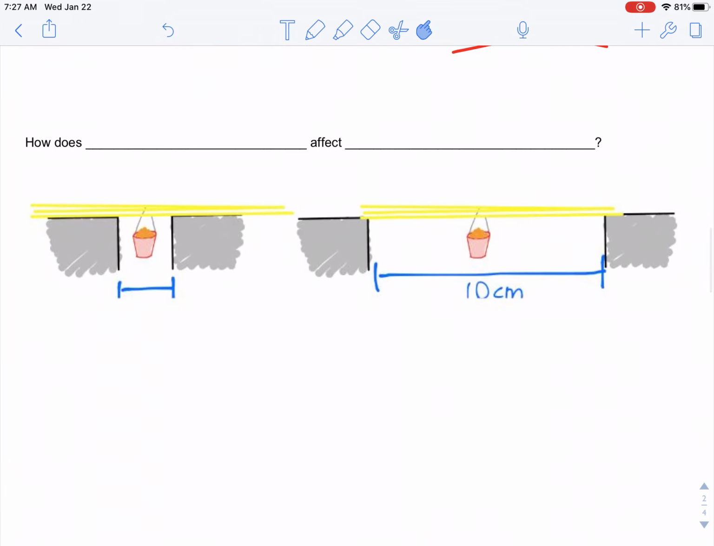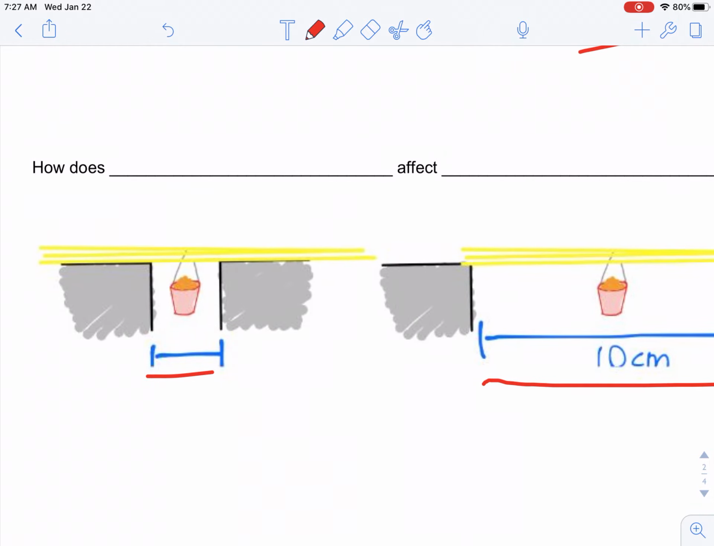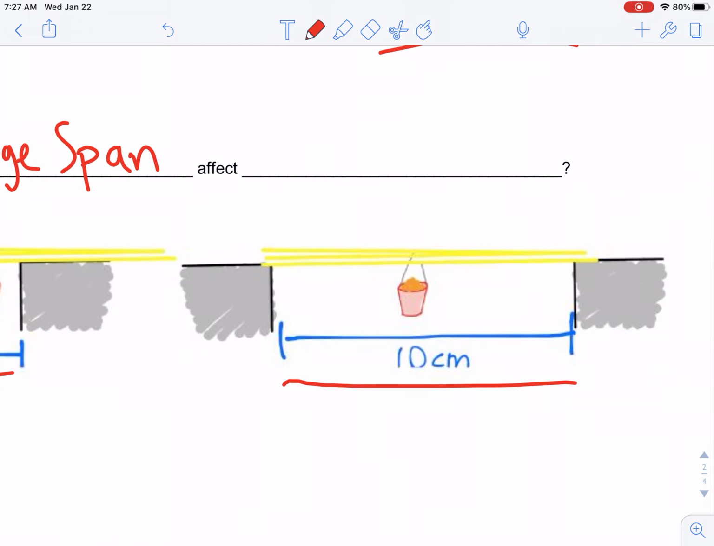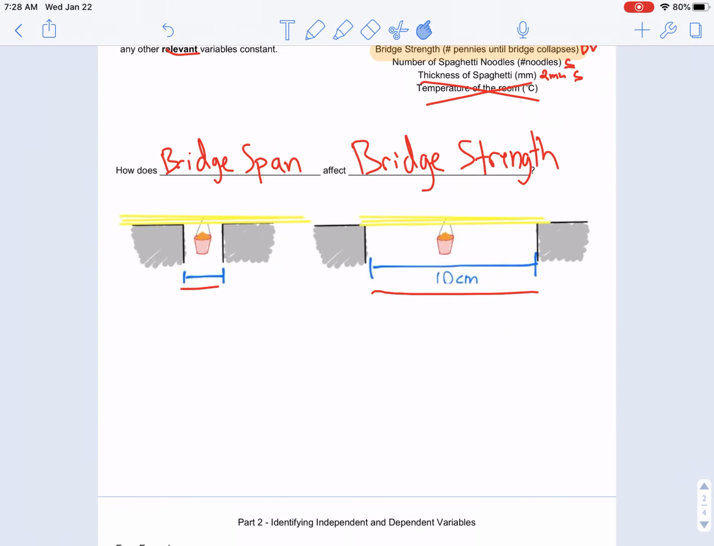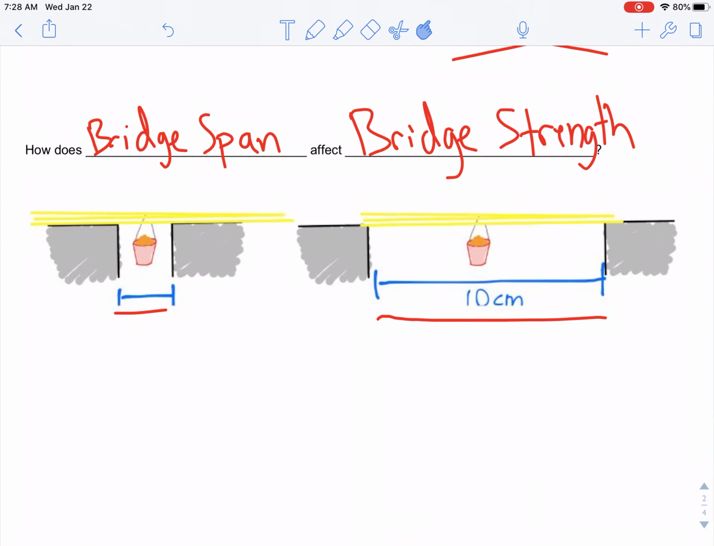All right. So let's look at that experiment that we just came up with. We have a bridge that, I don't know, has a certain width, and then you build a bridge, you test it, and you do a second trial where you build a wider bridge. So you can see that we are running this experiment. How does bridge span, how big that gap is, affect bridge strength, or the number of pennies until the bridge collapses? So how does bridge span affect bridge strength?